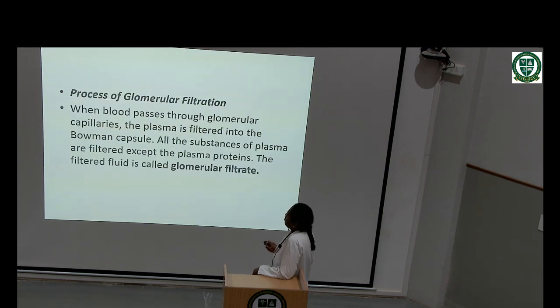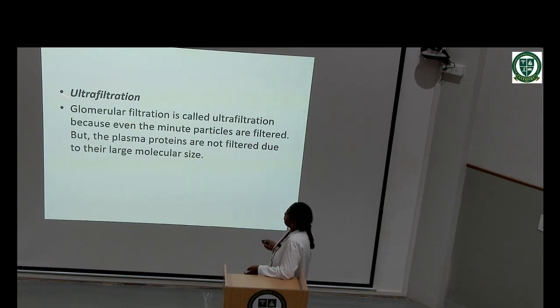Coming to the process of formation of glomerular filtrate. When the blood passes through the glomerular capillaries, the plasma is filtered into the Bowman's capsule. All these substances of plasma are filtered except the plasma proteins. So, it is called glomerular filtration. It is also called ultrafiltration because all the minute particles are filtered, but the plasma proteins, which are of larger molecular size, won't cross the filtration membrane.